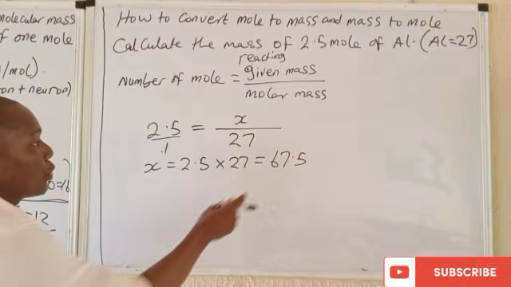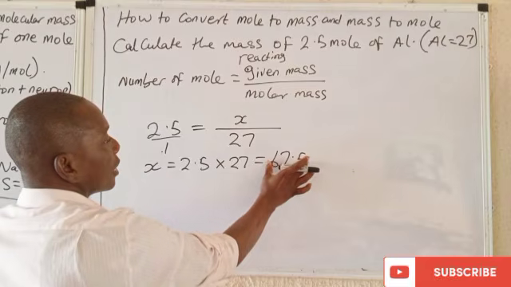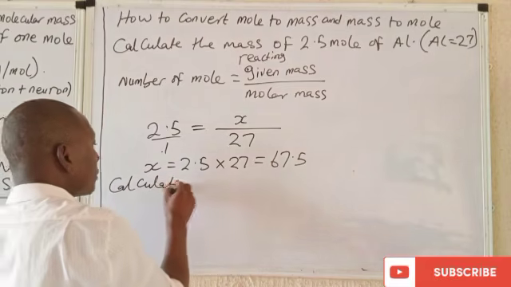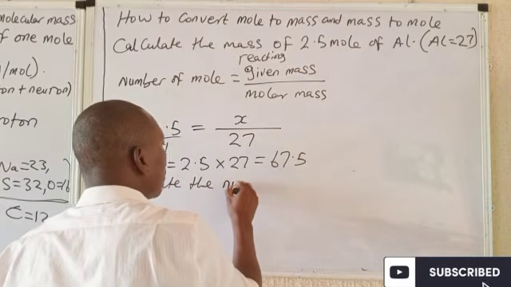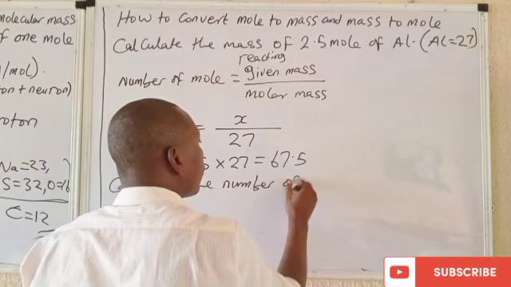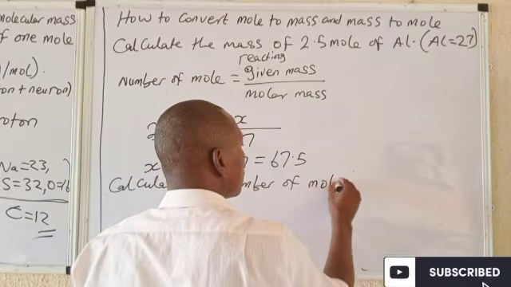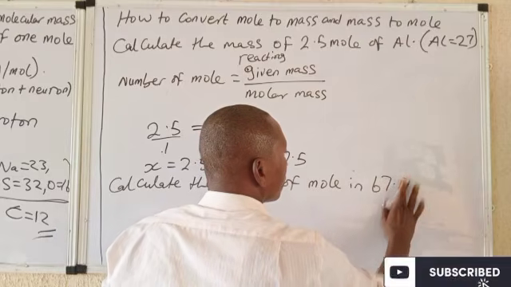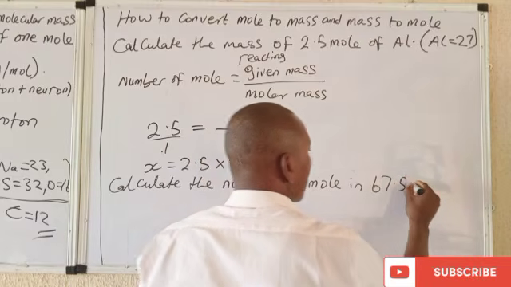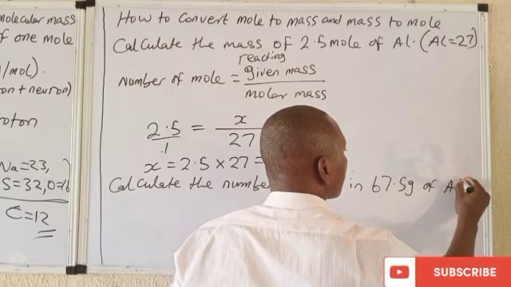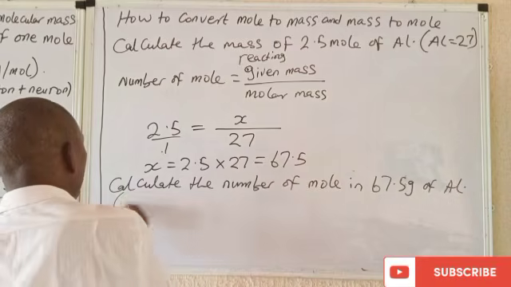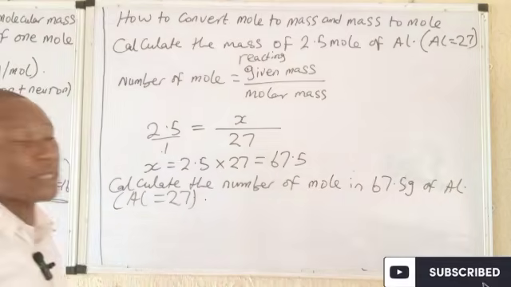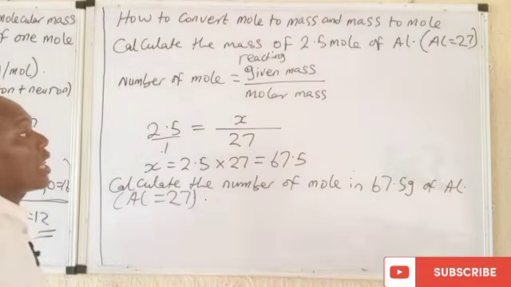Now let's assume that you want to convert, and you are given the mass. Let's calculate the number of mole in 67.5 gram of aluminium. Note that aluminium is 27. In this case, this is the actual mass number. What do you do? You use the same formula to get the number of mole.